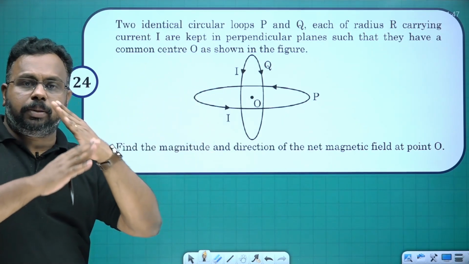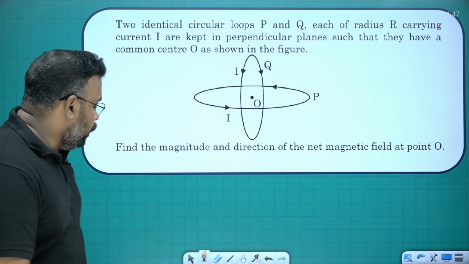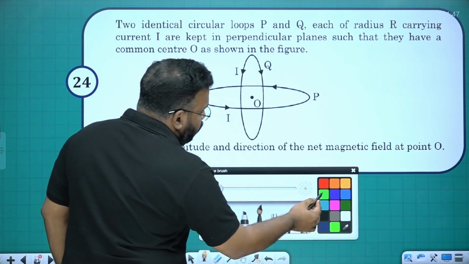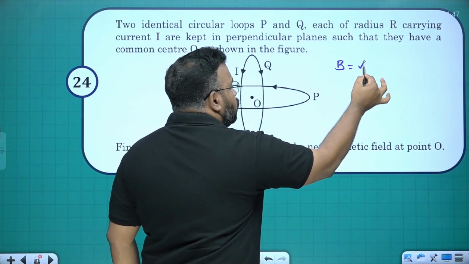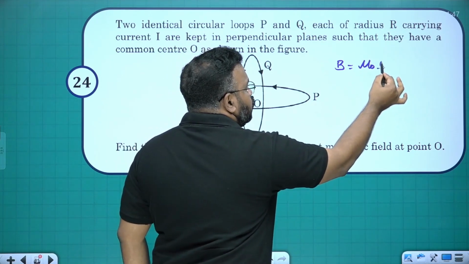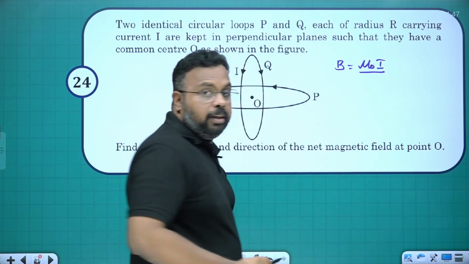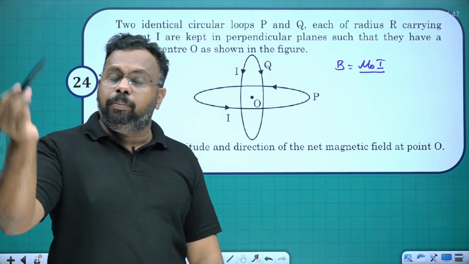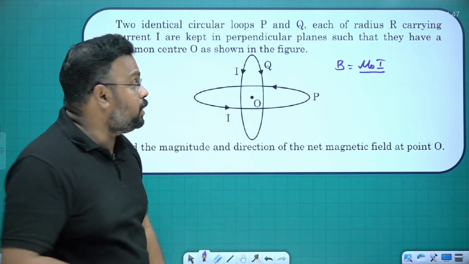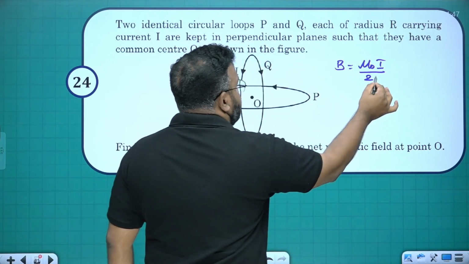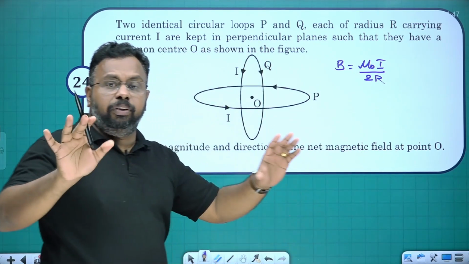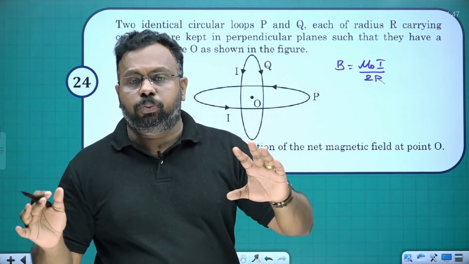The only difference is that the planes are perpendicular to each other. So the B magnitude will be the same. B equals mu naught I by, what is the formula? Magnetic field at the center of a circular coil is mu naught N I by 2a. But here N is 1, only one turn is there. So mu naught I by 2R, where R is the radius. This is the field due to both the coils, B1 and B2.